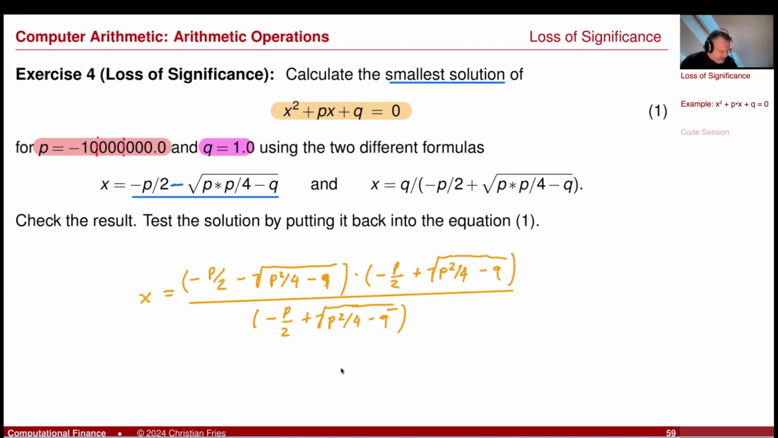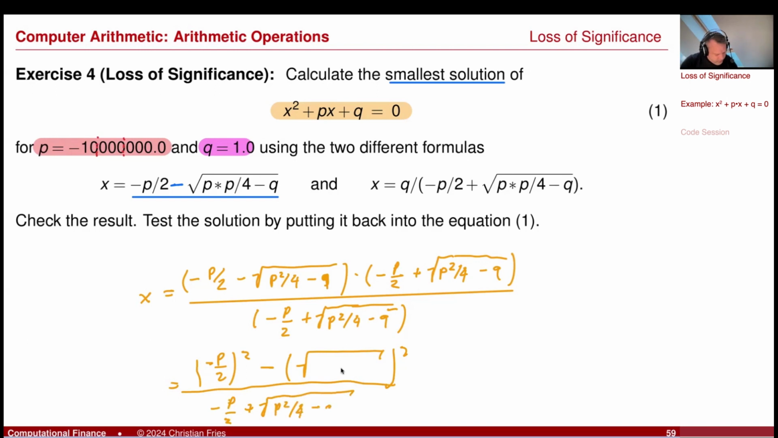Okay, then you see that on top you get minus p half squared minus the square root squared. Okay, which will give you just a q on top, and you now divide by the other solution. So q divided by the other solution is this smallest solution. Now this is just an alternative way of representing this solution, and I would like to calculate this.